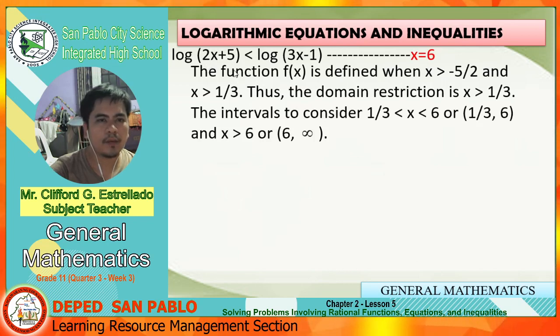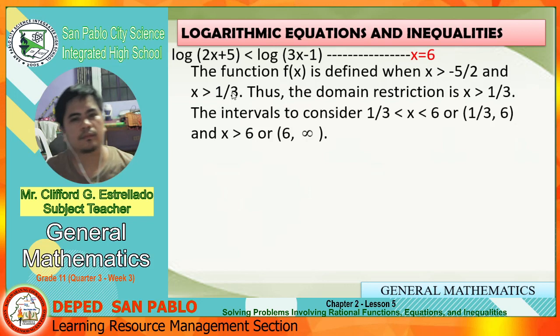So, here we have next step natin, determine natin yung restriction ng domain. So, dito 2x plus 5. So, restriction natin dito, we have negative 5 over 2. So, meaning x should be greater than negative 5 over 2. Okay, dito. Kasi yun yung dito, 0. Then dito, we have negative 1, so we have positive 1 over 3. So, meaning x should be greater than negative 5 over 2 and x should also be greater than 1/3. Okay?